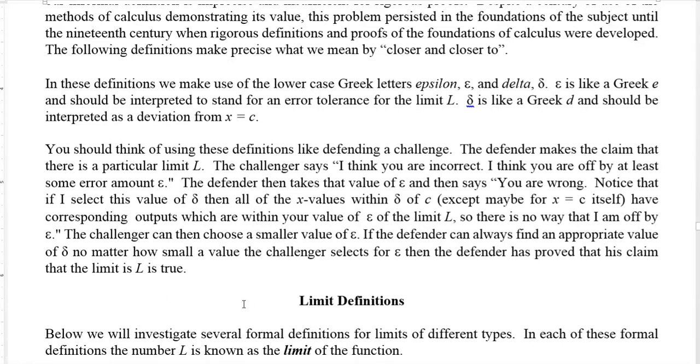Now, there's several different kinds of limits. We've already looked at them informally. We've got full limits as x approaches a constant. We've got limits as x approaches a constant only from the left or only from the right. We have limits as x goes to infinity. We have limits as x goes to minus infinity, and so forth. So let's look at a couple of these.